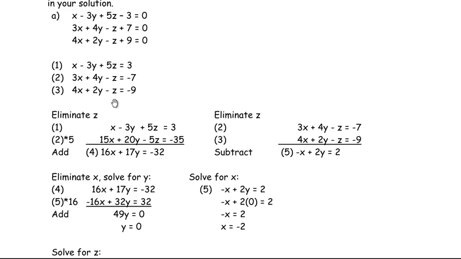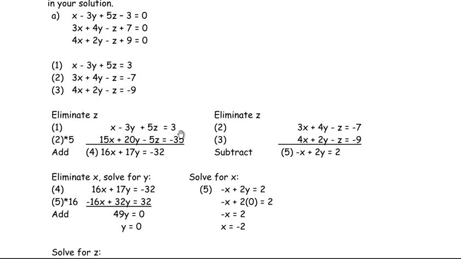And you choose to eliminate a variable. I did z here, but you wouldn't have to do z. You could do x, you could do y in 2 different pairs. So there's 2 different pairs of eliminating here to eliminate the same variable to get 2 equations that no longer had that variable, just the other 2. So I eliminated z's here.